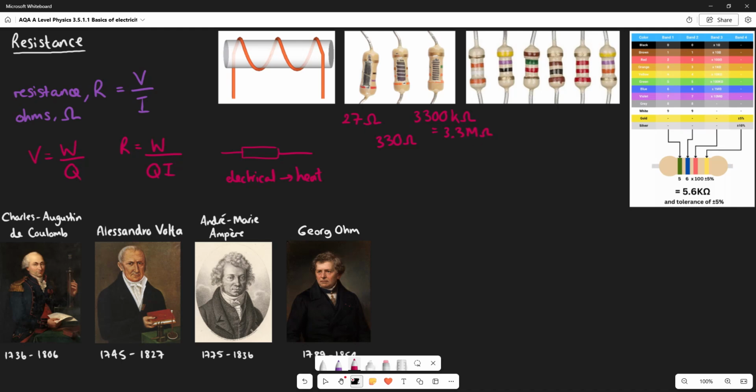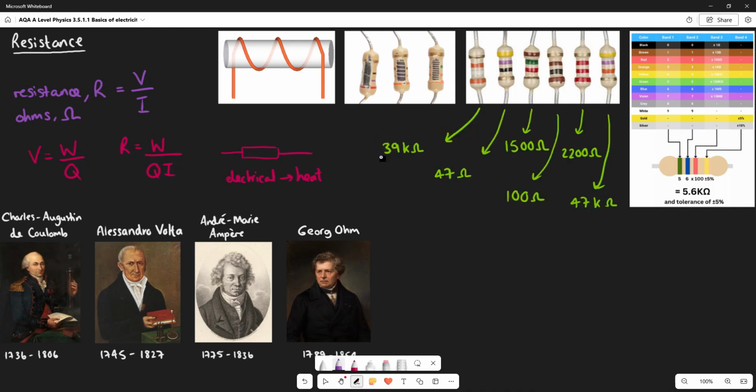Here we have some other combinations. Pause the video, have a go at calculating them, and then I will reveal the answers. And here they are. Notice that there is another colour. These gold bands on these resistors here tell us the tolerance of the resistor, which is plus or minus 5%.